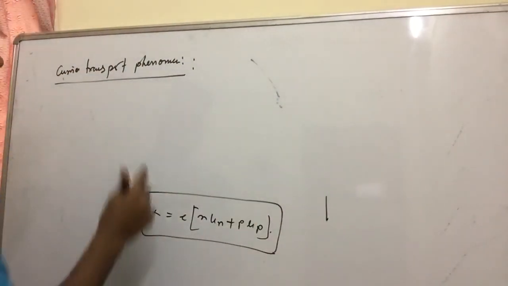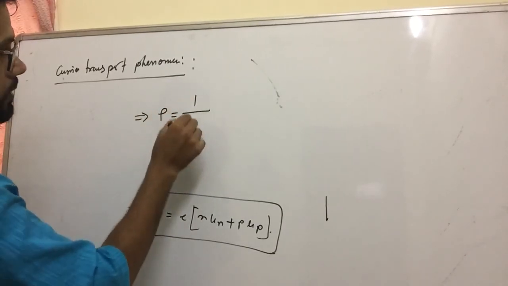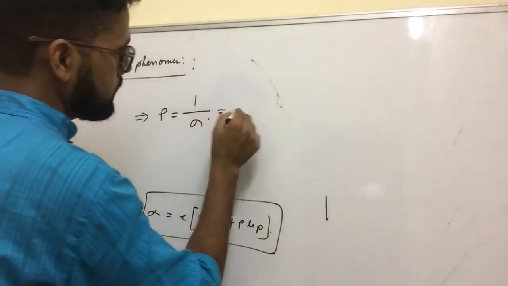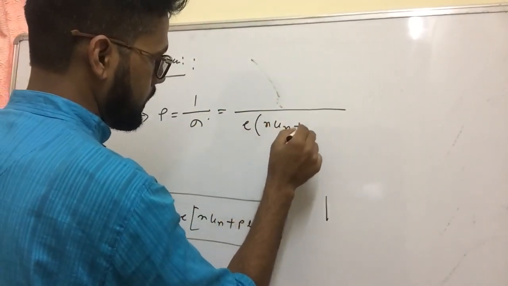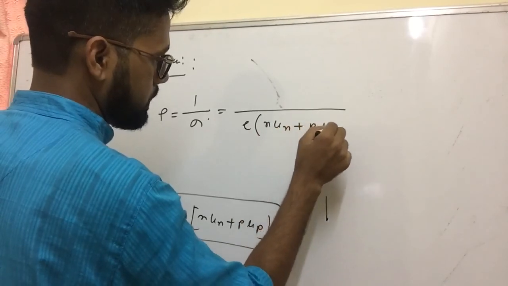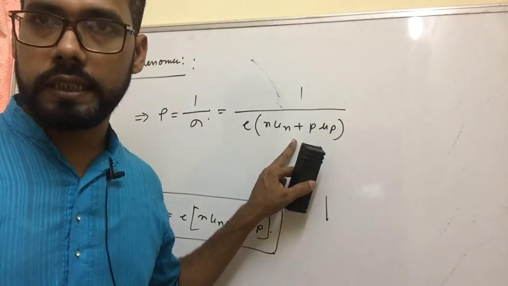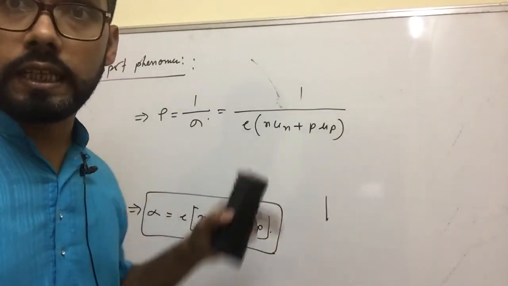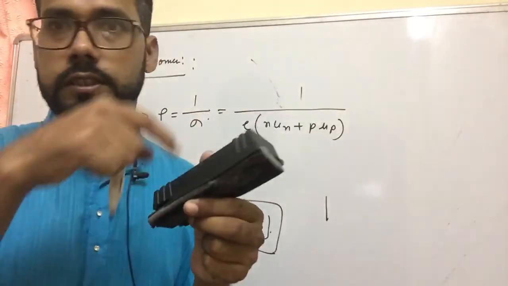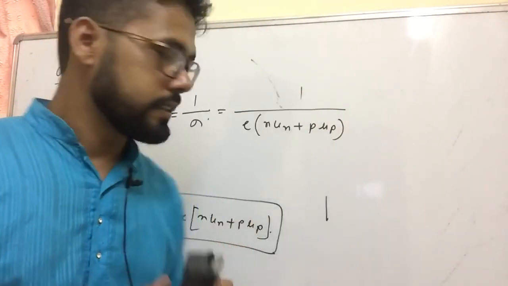And resistivity is the opposite of conductivity, so it becomes rho equals 1 over e(n mu n plus p mu p). So a high concentration of carriers in a semiconductor means less resistance. If the semiconductor concentration is very high, the resistivity of the semiconductor becomes less.